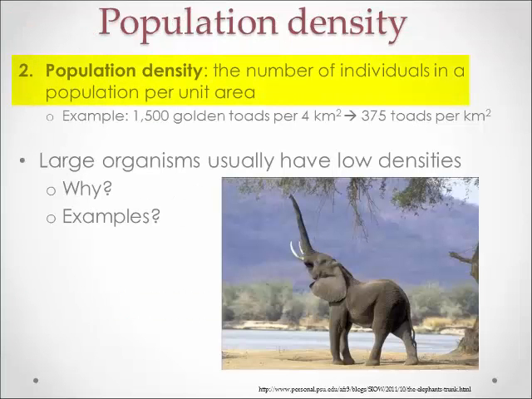Population density is a measure of the number of individuals in a population per unit area. Large organisms usually have low densities because they generally need more resources in a large area to survive. There are pros and cons to low and high population density. A pro to having a high population density is that it is easier to find a mate. Cons to high population density are that there is increased competition, increased vulnerability to predation, and increased transmission of diseases. A pro to having low population density is that individuals enjoy more space and resources. However, it's harder to find a mate.